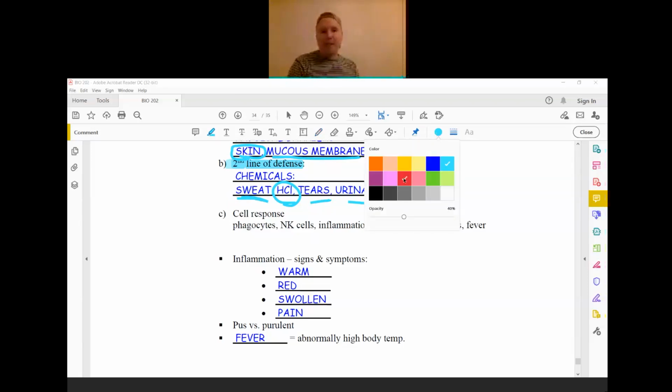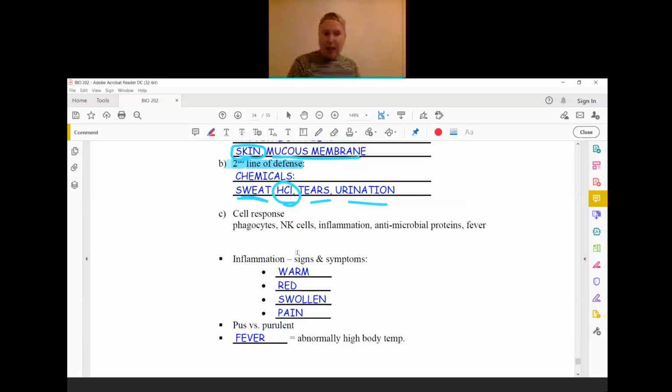If you have a site that's inflamed, it is going to be warm because a lot of blood is flowing to this site, and the blood is coming from the core, so it brings temperature with it. It's going to be red as well because, again, a lot of blood is coming to that site and we can see those red blood cells. This site is also going to be swollen because as blood flows in there, there's more material and the site needs to expand to fit all that material. And it's going to be painful because there's so much stuff that the tissues are being pulled apart. So those are signs and symptoms of inflammation.